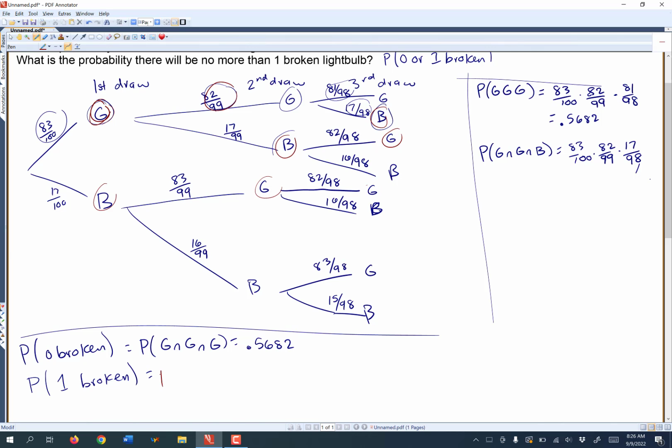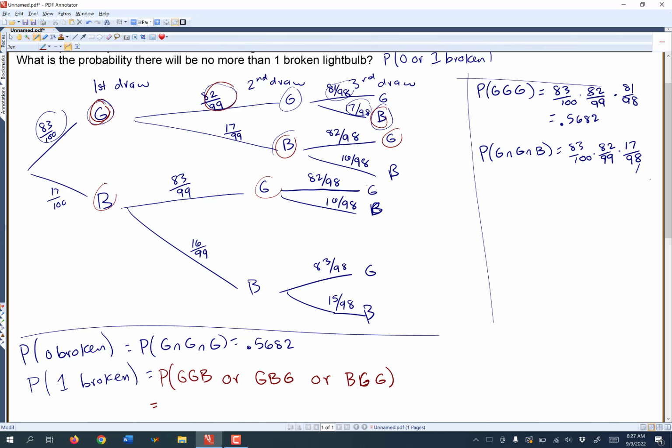So let's write those down. This would be the probability of good, good, broken, or good, broken, good, or broken, good, good. Basically find all the different ways. So your broken one can come third, it can come second, or it can come first. Now you have to find each of these probabilities individually, which we'll do by just multiplying along the tree. So find where they are on the tree and multiply those probabilities.